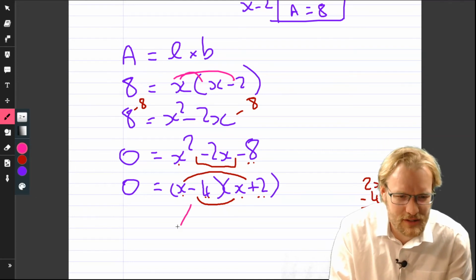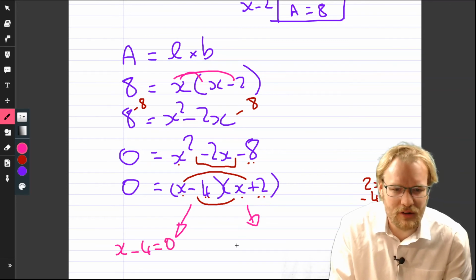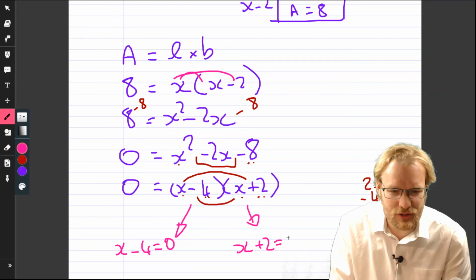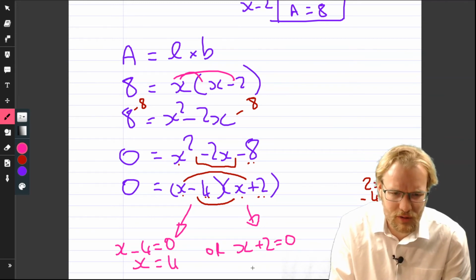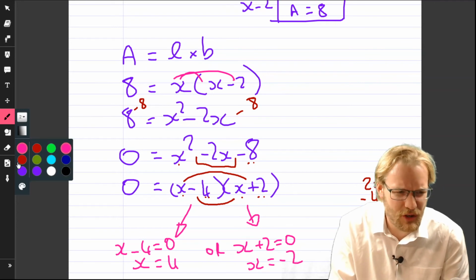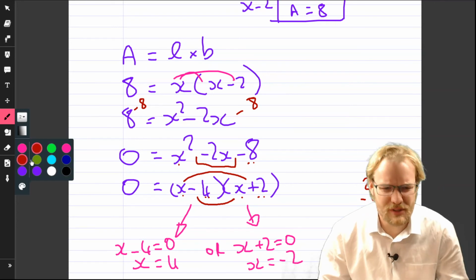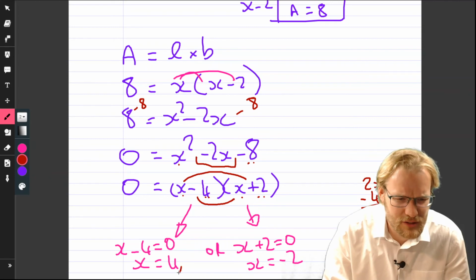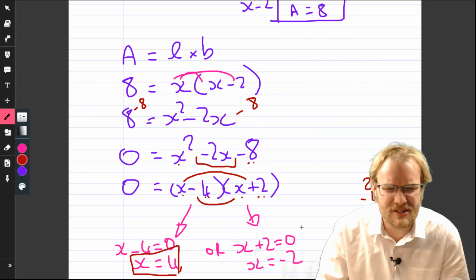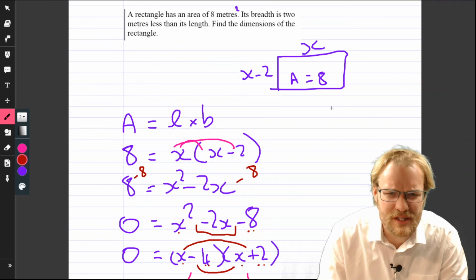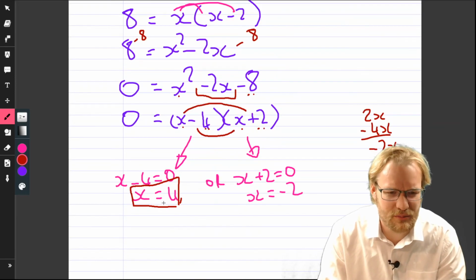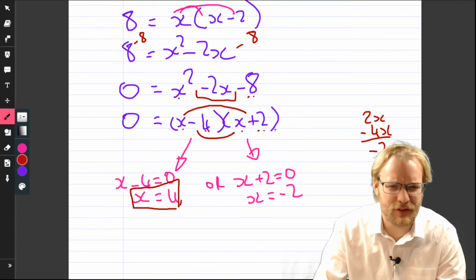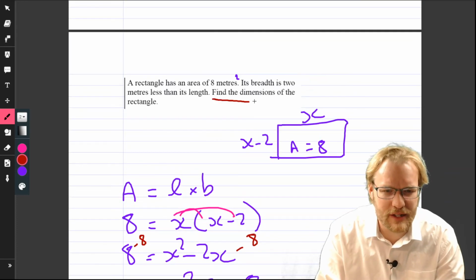Okay, so this gives us two solutions. Either x minus 4 equals 0 or x plus 2 equals 0. So x equals 4 or x equals negative 2. Only one of these is valid. Yeah, only this one's valid. Why can't x be negative 2? What was x? x was a side length. Can't have a side length of negative 2. Must be 4. Now, just like the first question, find the dimensions of the rectangle.